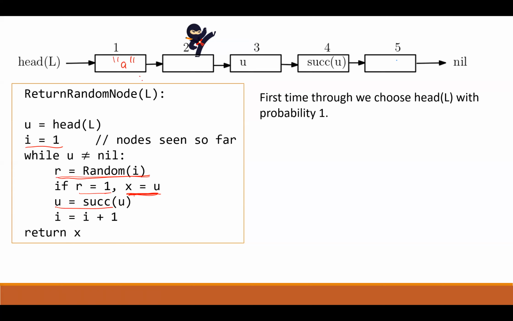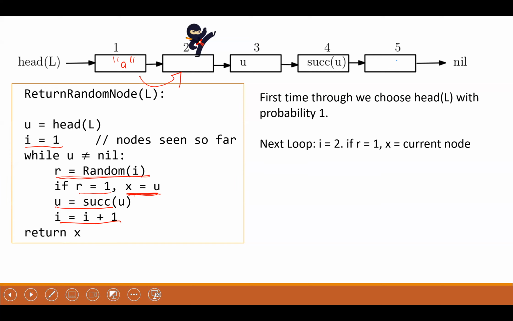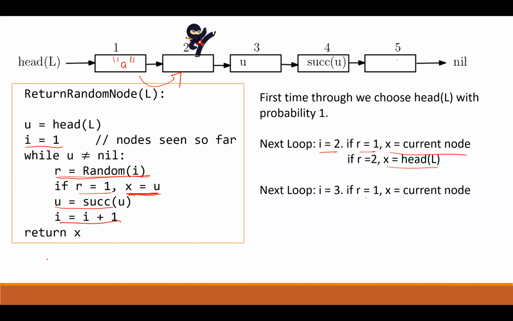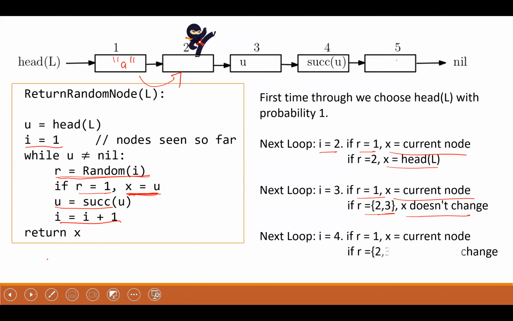Then we advance to location 2, and we increment our I. At location 2, we have I equal to 2. If R equals 1, we swap. And if R equals 2, then we keep the old value, which is A, which we always have, right? And then in loop number 3, if R is equal to 1, then again, we grab the current one, we throw away the old one. If R is equal to 2 or 3, then X doesn't change. Okay, so I think you guys get the picture.